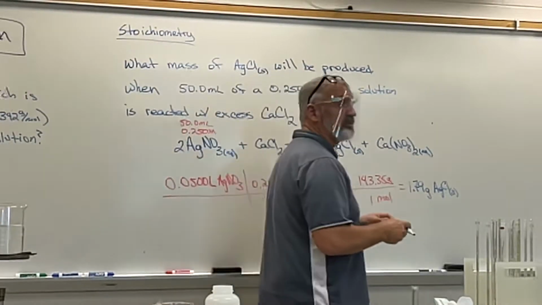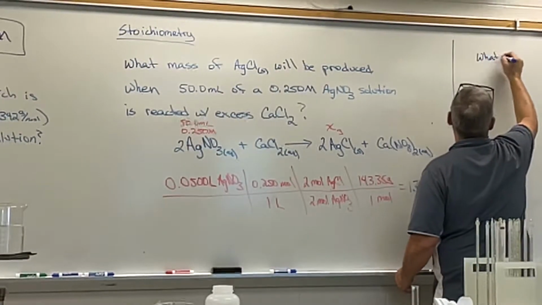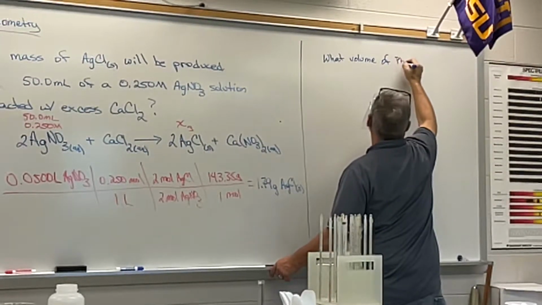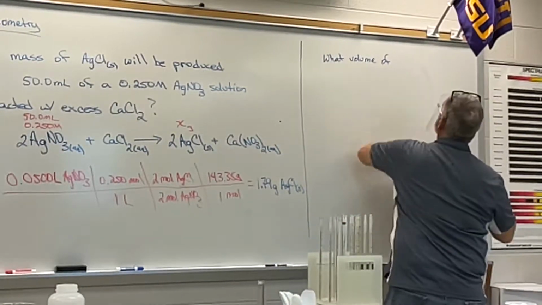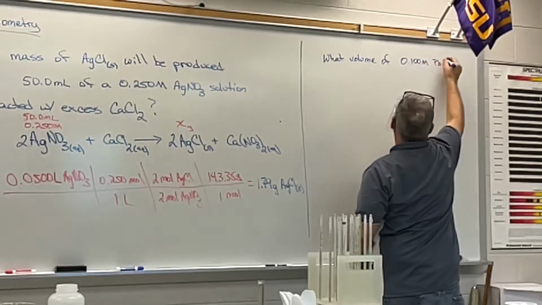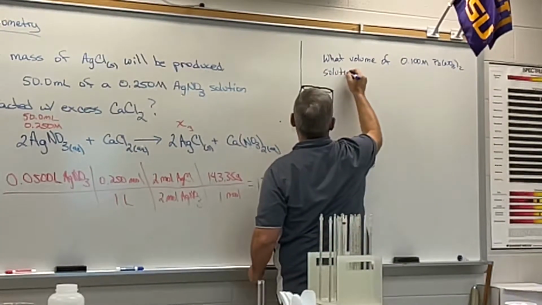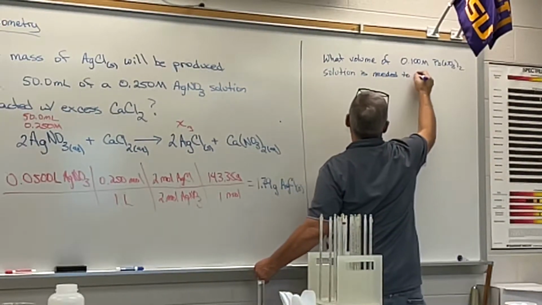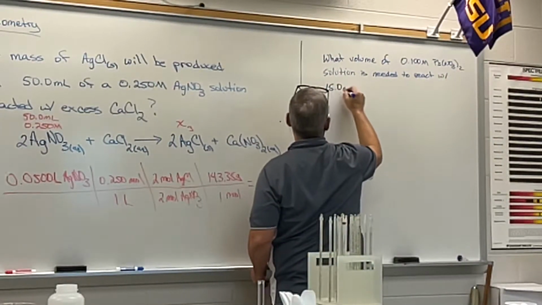Now we can go the other direction too. We can say, what volume of 0.1 molar Pb(NO3)2 solution is needed to react with 15 grams KI.